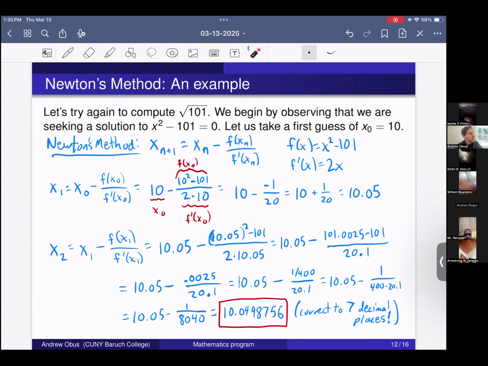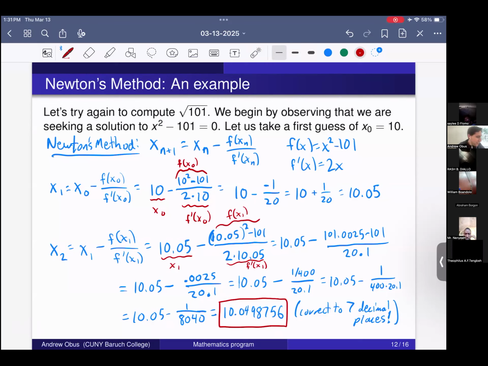Okay, so even just using one step of Newton's method, we get 2 decimal places. It's kind of like the tangent line approximation. And now if we do a second step, here we're just plugging in x1 equals, right here, this is x1, this is f of x1, and this is f prime of x1. We plug that in, and you end up getting this amazing answer that approximates the square root of 101 correctly up to 7 decimal places.